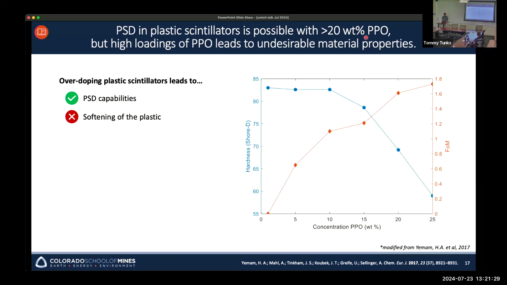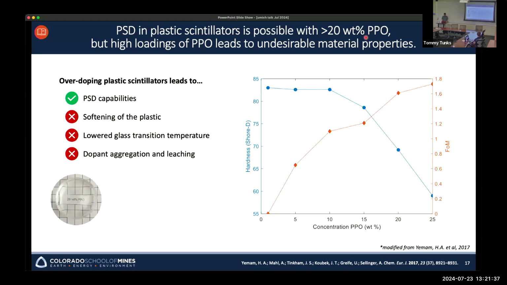And so those are all the types of things that we see. So we started to wonder how we can deal with that. So there's low glass transition temperature, there's softened plastic, and you can see that this is basically 20 weight% of the PPO. So that is about here, 25 weight%, and then 30 weight%. If you make these, they're water clear. If you let them sit around for a while, you can see the dopant nucleate because it's diffusing. They like to find each other and aggregate and grow. They eventually become these opaque, useless materials.